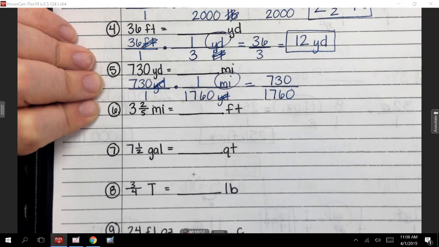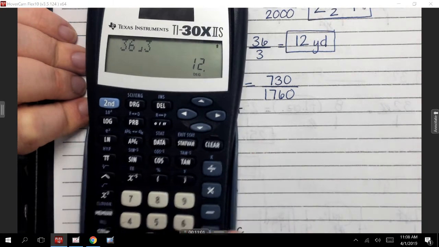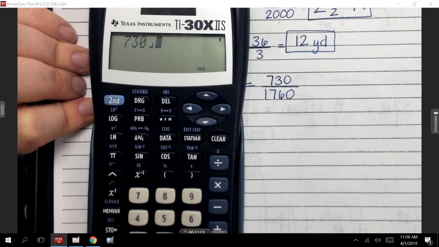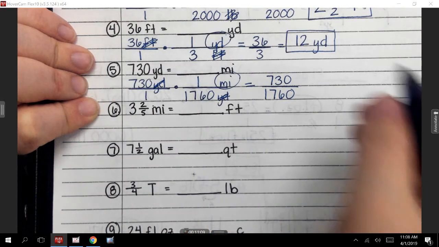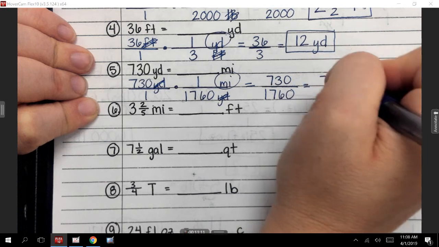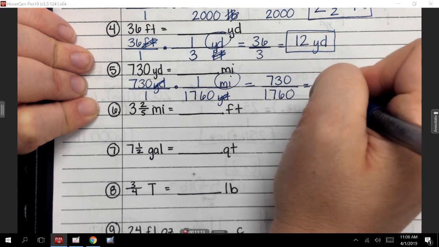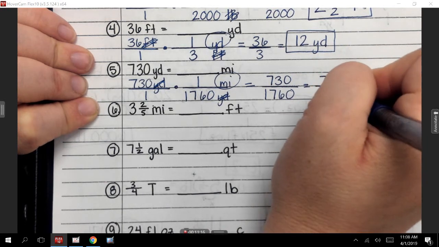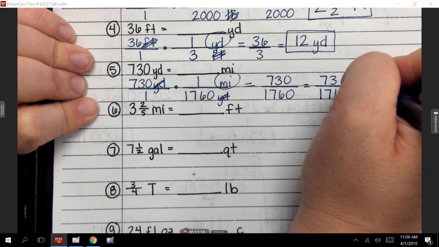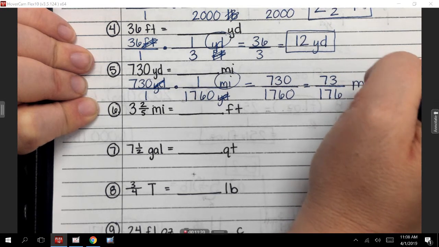Now, Tony, did this have a 1 on the bottom? No, so this is where we're going to type that in again. So 730, fraction button, 1760. When you type that in and push enter, what do I get, Javon? 73 over 176, and what needs to go next to that? Miles.